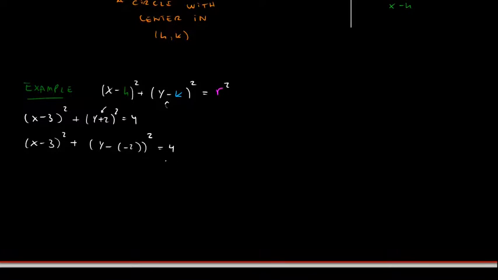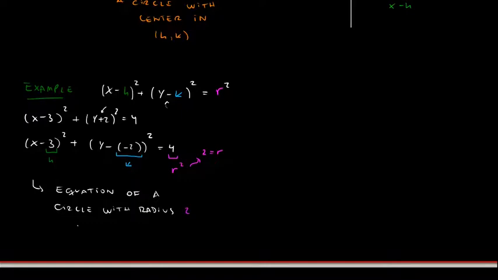So with this, we can now say that 3 is going to be h, that minus 2 is going to be k, and that 4 is going to be r squared. So this tells us that 2 is going to be r. So what we have here is the equation of a circle of radius 2 with center in (3, minus 2).